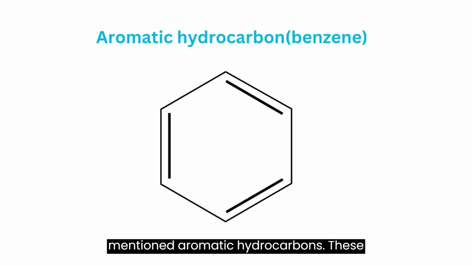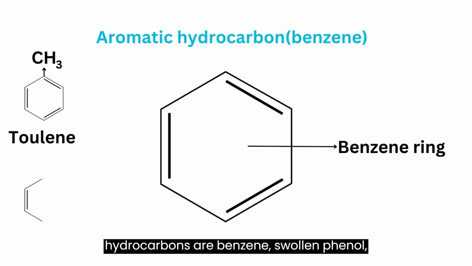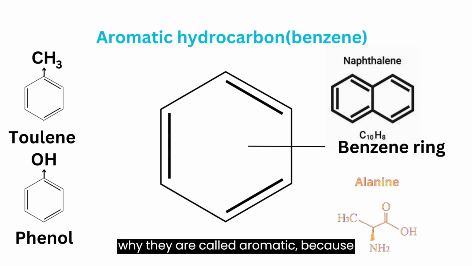Aromatic hydrocarbons. These hydrocarbons are organic compounds that contain a benzene ring or a derivative of a benzene ring. Now, what is a benzene ring? A benzene ring is a hexagonal ring of 6 carbon atoms with alternating single and double bonds. Aromatic hydrocarbons have special properties such as stability, aromaticity, and reactivity. Some examples of aromatic hydrocarbons are benzene, toluene, phenol, aniline, and naphthalene.